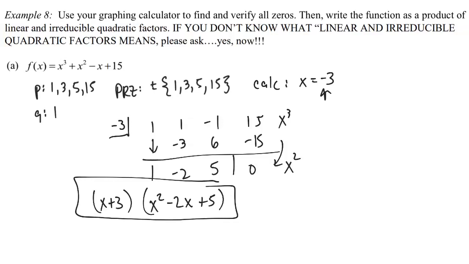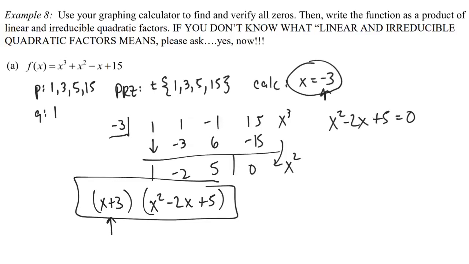Now, I still need to find the zeros. So I know that one of my zeros came from the calculator. That's where that linear factor came from right there. But I need to find the zeros from my quadratic factor. And so I have x squared minus 2x plus 5. I'm going to set that equal to 0 and solve.